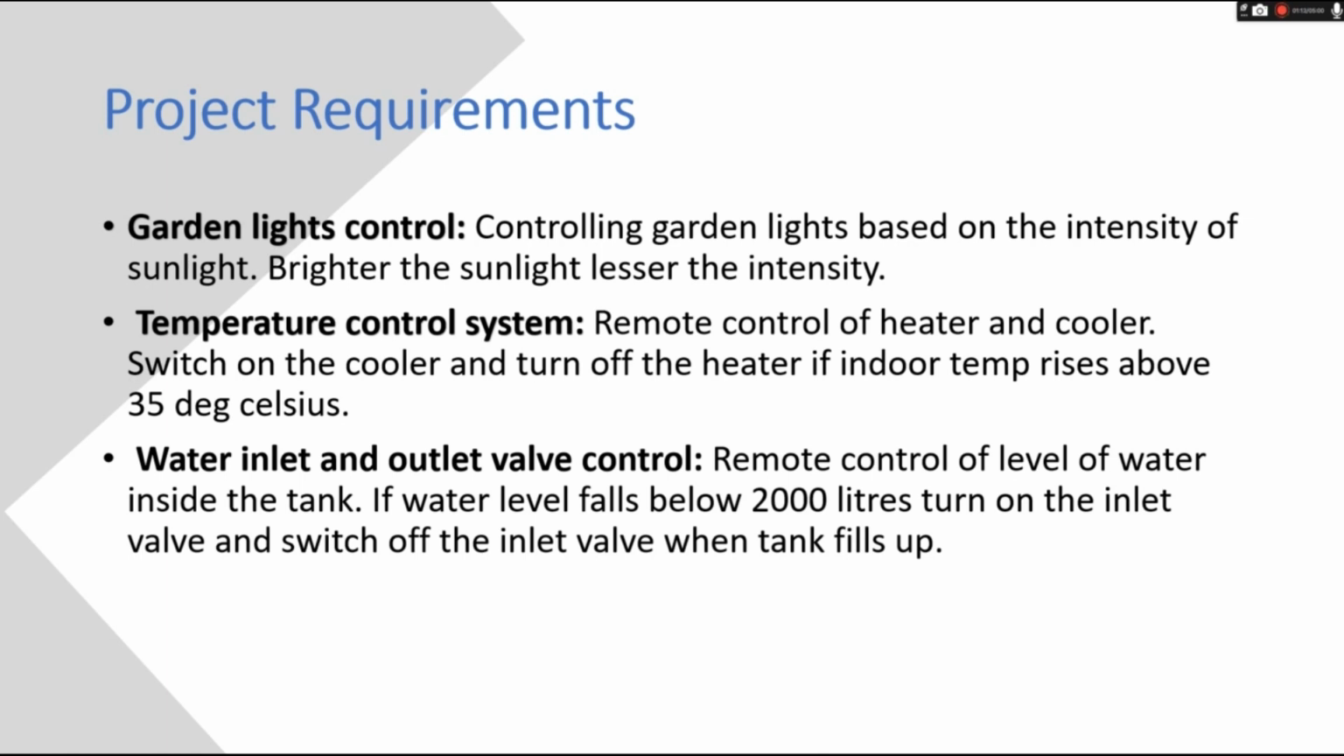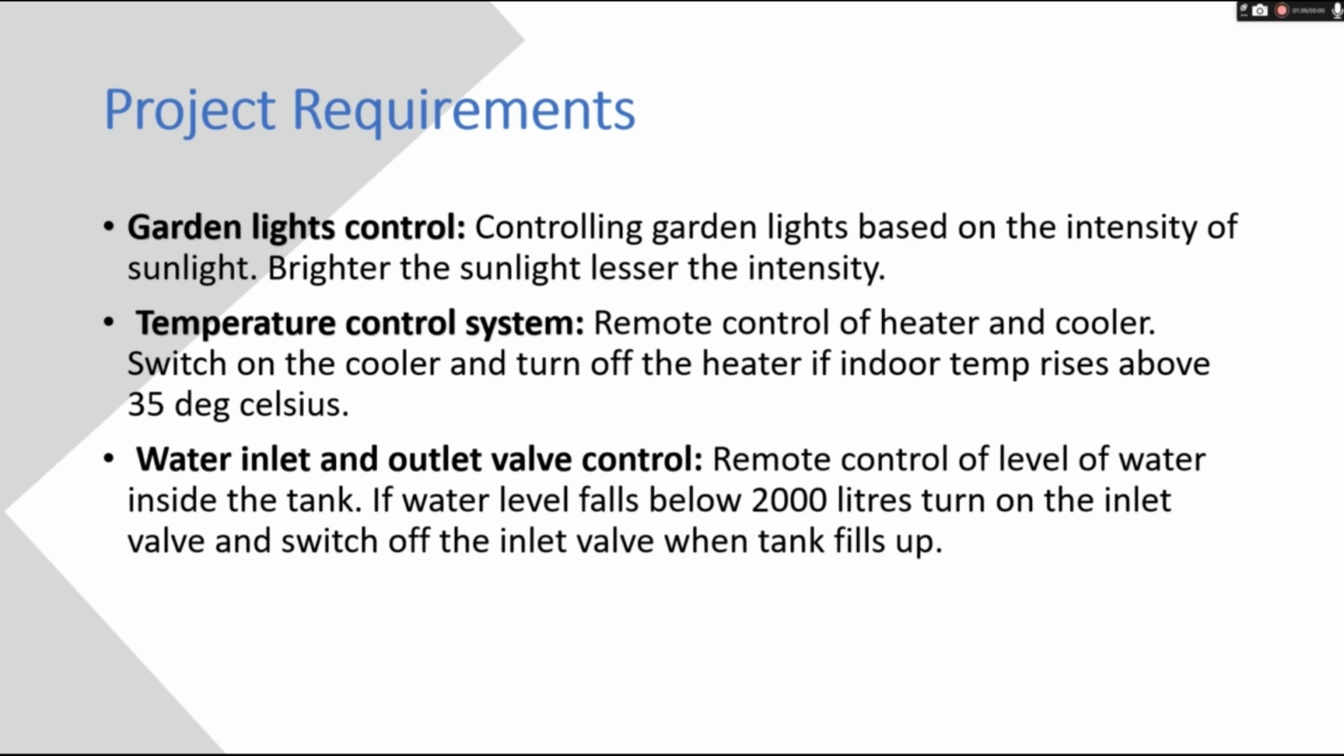First is the garden light control. Controlling garden light based on the intensity of sunlight and brightness. Temperature control system: remote control of a heater and cooler. Switch on the cooler and turn off the heater if the indoor temperature rises above 35 degrees Celsius.